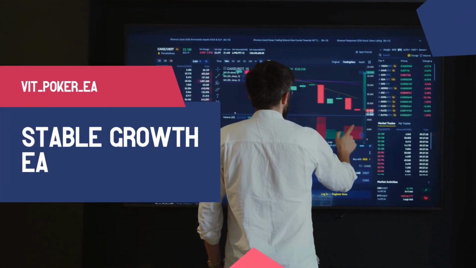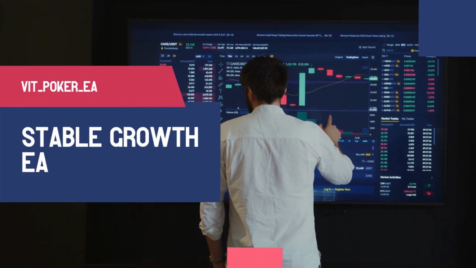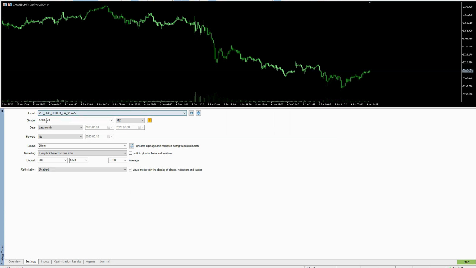Hello, investors. Today, I would like to introduce to you a new EA that I have developed called VIT Poker Pro EA. This EA is primarily designed for gold USD, but it also works well with USD-based currency pairs such as EU GBP USD. Let's take a look at the performance and operational mechanism of this EA.